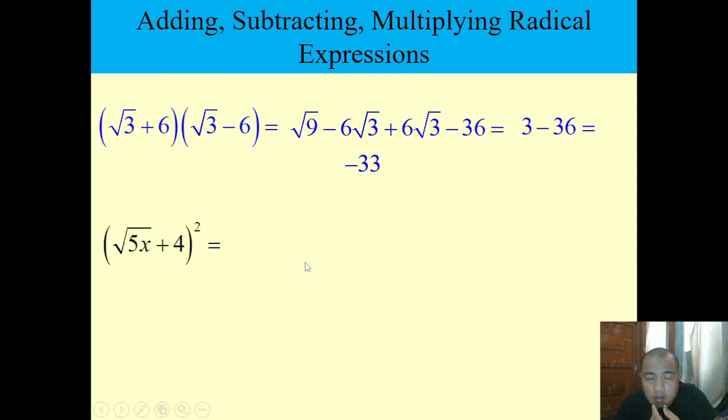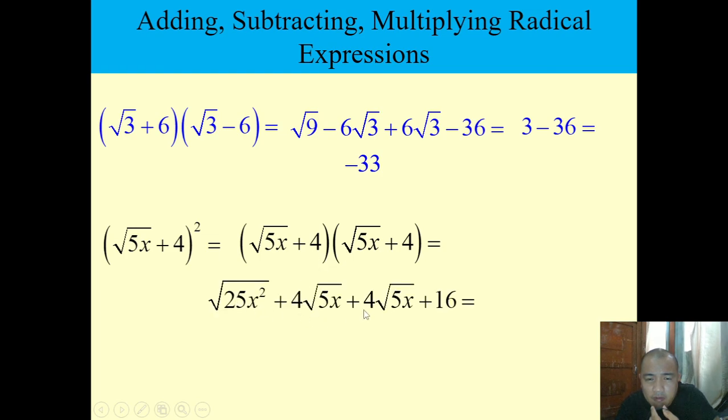Next, square the binomial square root of 5x plus 4. Then by FOIL method, we have here 16. This can be written as 5x. Then you can add this one because they are like radicals. 5x plus 8 square root of 5x plus 16 is the answer.